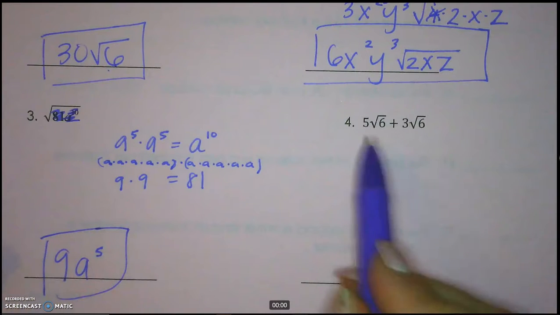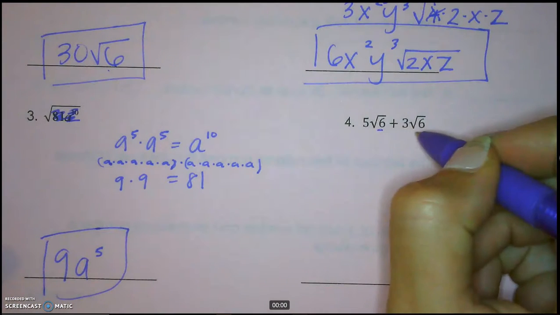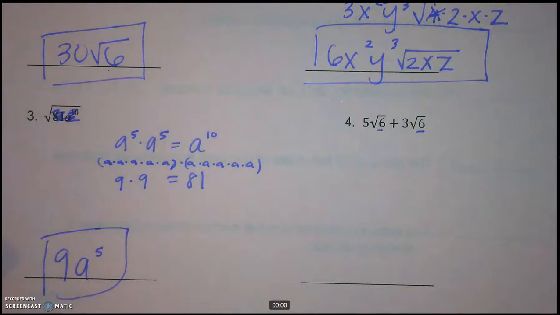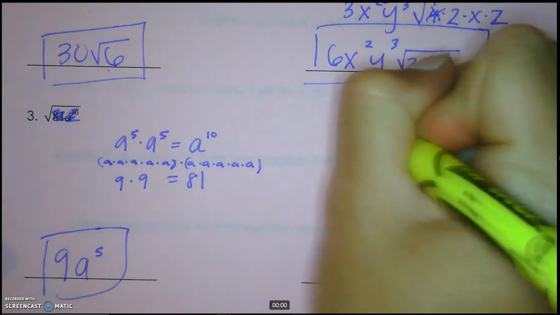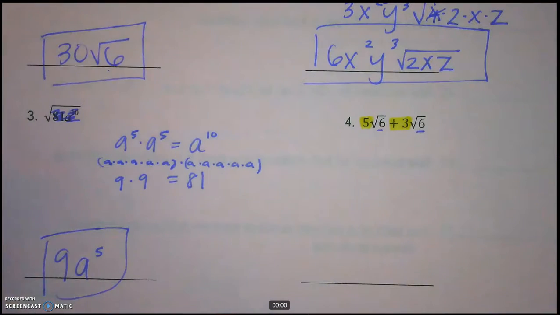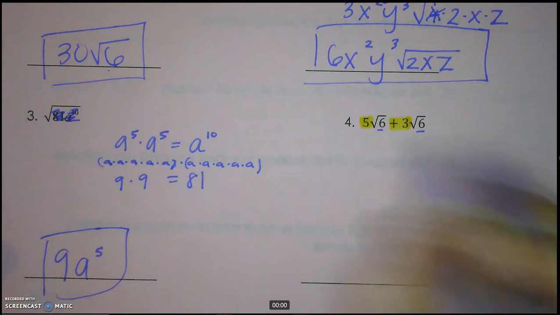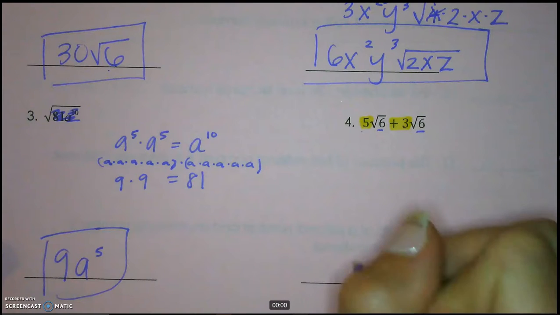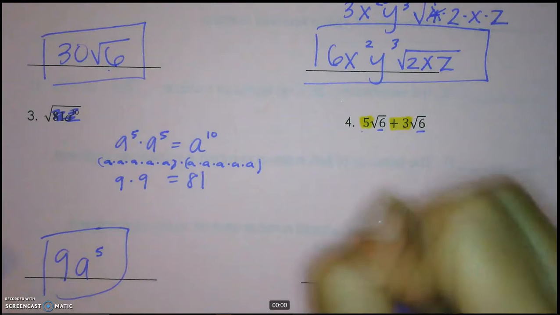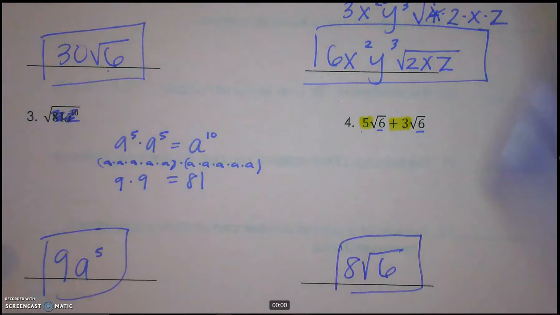Moving over to addition. With addition, you can only add radicals if they are like terms, meaning they have the same number underneath the radical. If they do have the same number underneath the radical, then you can combine the coefficients. 5 plus 3. That's going to give us 8 rad 6 as our final answer.